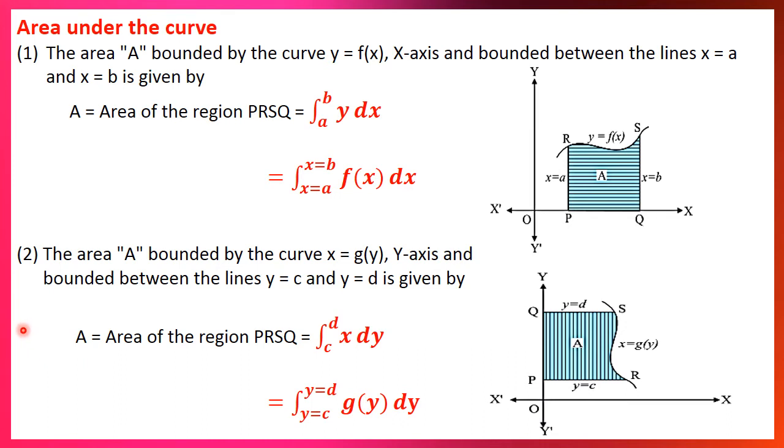Now we find the area bounded by the curve x is equal to g of y, that means the area under the curve towards the y-axis, and the lines y is equal to c and y is equal to d as shown. For the shaded portion we find the area using the formula integral c to d x dy, where c and d are the limits of y. So y is equal to c to y is equal to d, g of y dy. Integral c to d g of y dy is the formula to find the area in this case, that is, the area under the curve towards the y-axis.